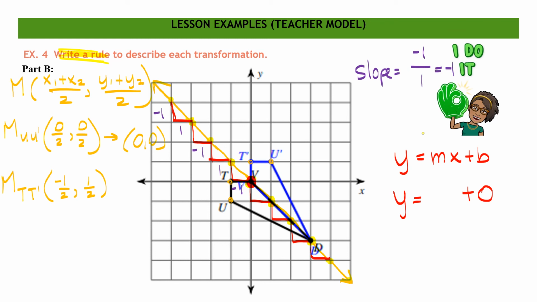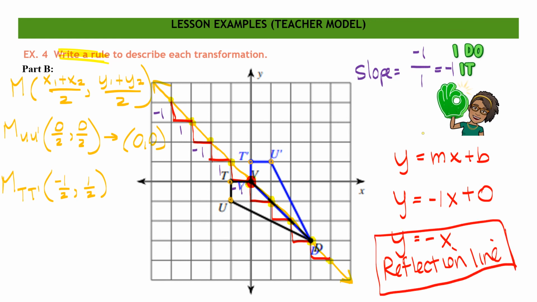If my slope is -1, then this is the equation that I have, but we can clean this up. We're mathematicians, so I don't have to represent my y-intercept as 0. And if I have anything being multiplied by 1, that's just itself. So I can clean this up and say that the equation of this line is y equals -x. So the reflection line of this transformation is going to be y equals -x.